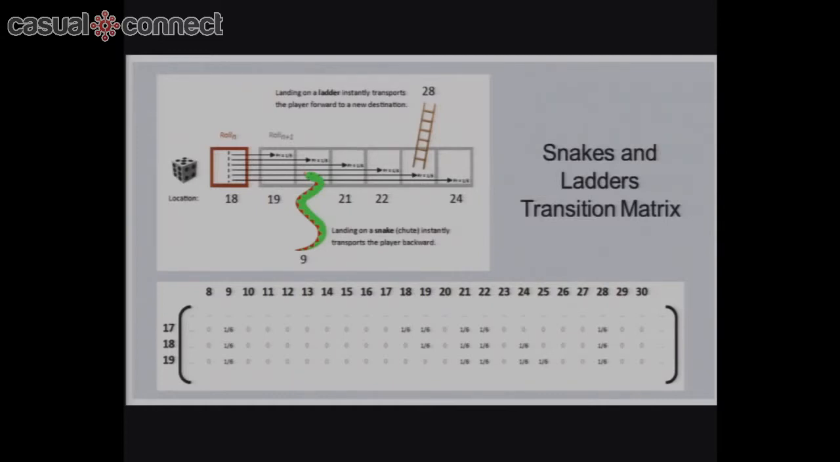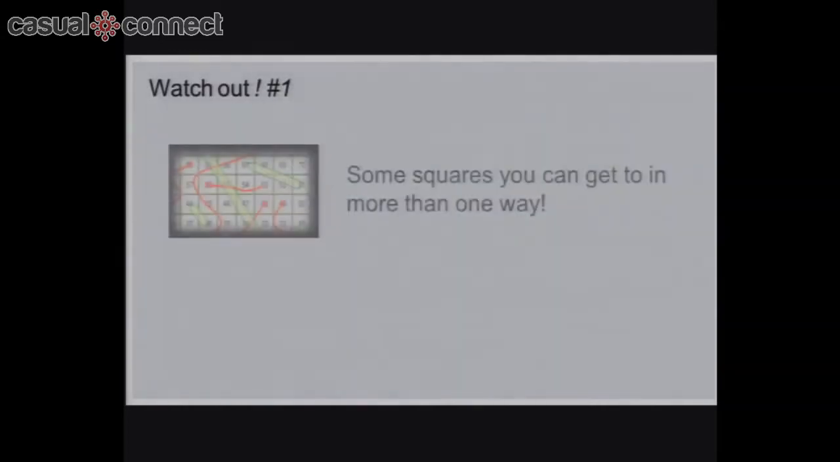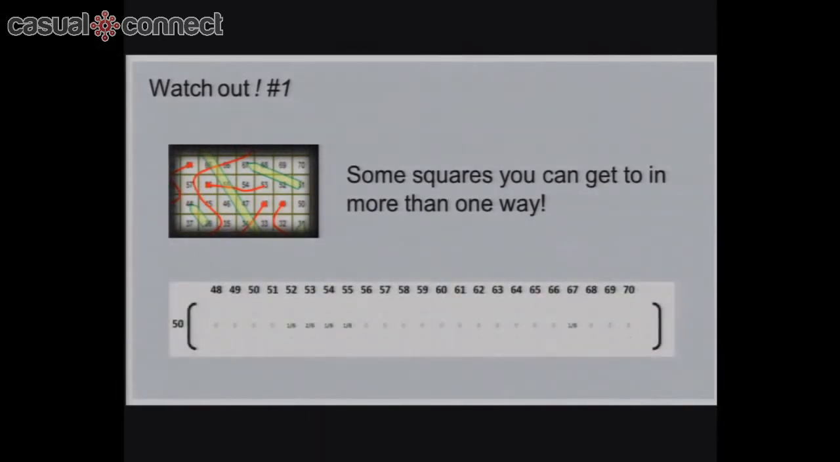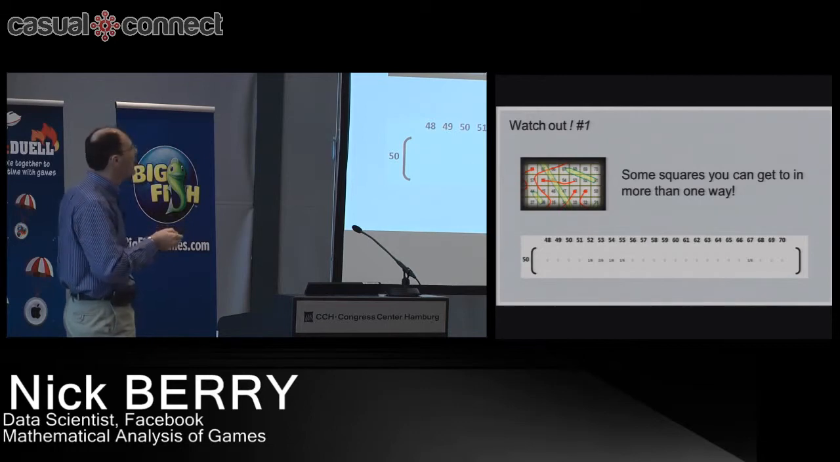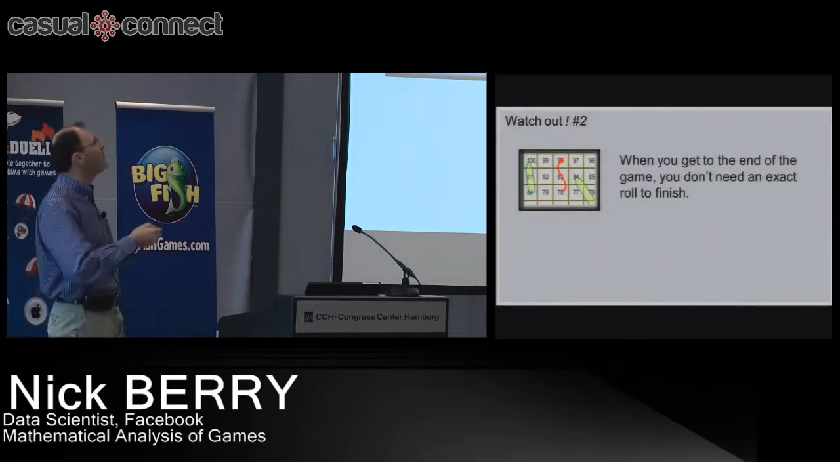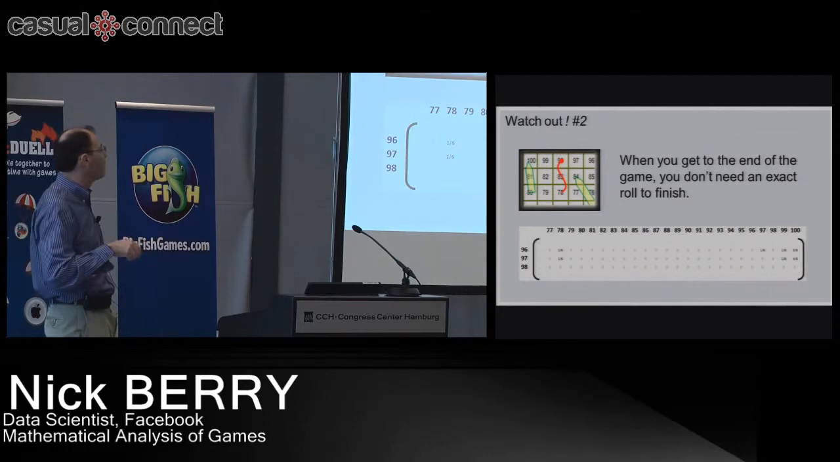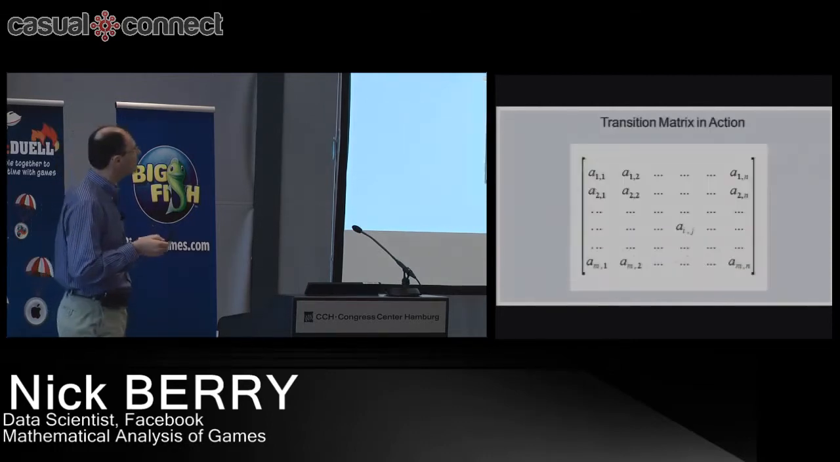When we're on square 18, something happens when we go from square 18. A couple of things we have to watch out for. Some of the squares you can get to more than one way. For example, say we're on square 50. You can get to square 54 in two ways. You can roll a natural 4, 1, 2, 3, 4, or you can roll a 6 and go 1, 2, 3, 4, 5, 6, and get the snake and go back there. So there's a 2/6 probability that you're going to end up in square 54 rather than a 1/6. Last thing to watch out for, you don't need an exact roll to finish, certainly in the rules that we play in our house. So if you start at square 97, there's actually a 4/6 chance that you can get to square 100 from there.